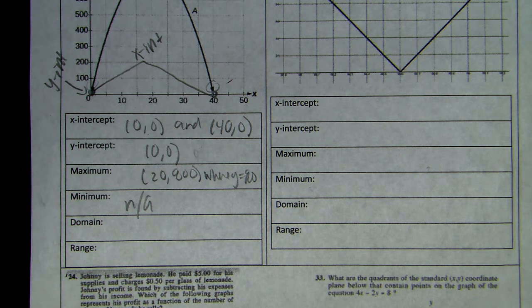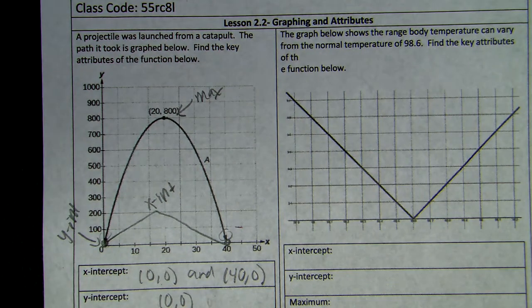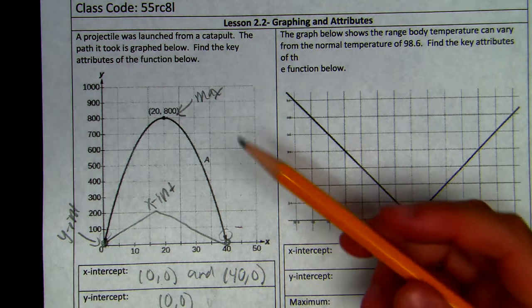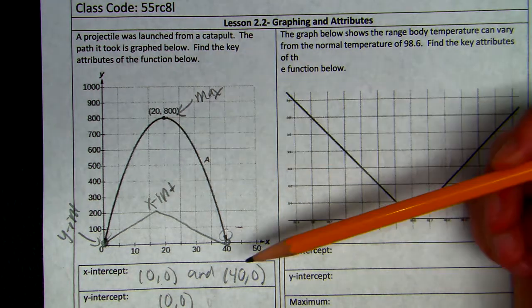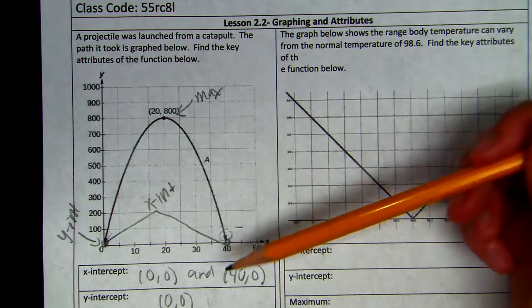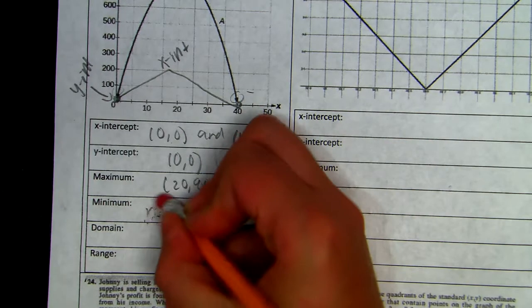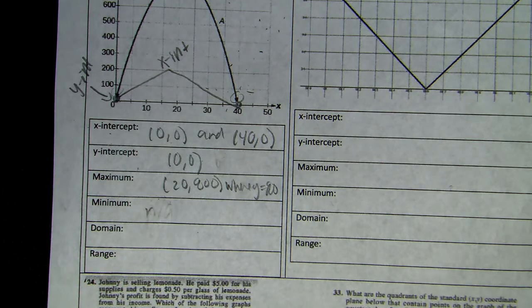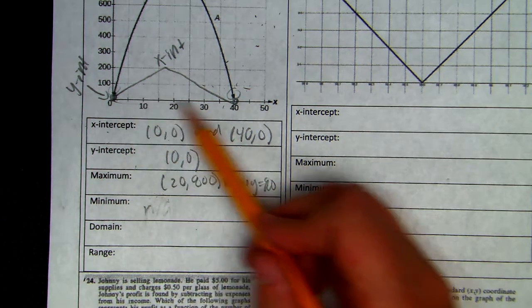Okay. Quick second. Up here, I didn't read our directions, which is always our first thing. A projectile was launched from a catapult. The path it took is graphed below. Find the key attributes. So if we're placing this graph in the world of the fact that we launched it from a catapult, we would have a minimum, right? I know it says that there's arrows, but if we're launching a projectile from a catapult, we're never going to have a projectile that goes lower than the ground, right? The ground is as low as it can go, and right here our ground is at 0.